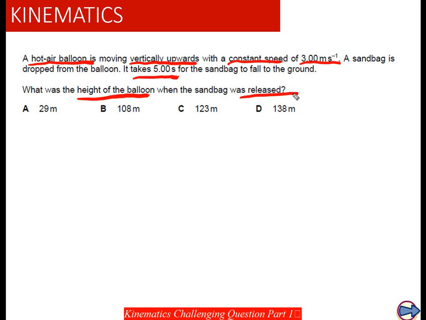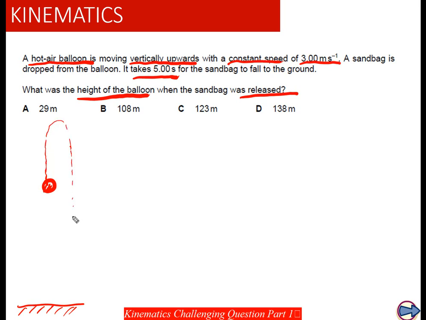So how can we answer this one? The first step is that we need to sketch. Let's say the balloon was at this point when the sandbag was released. Let's say this is the ground. As it is released from here, it will go up.